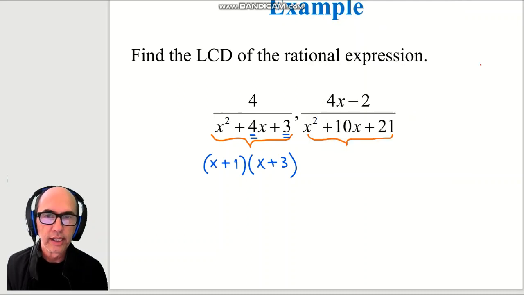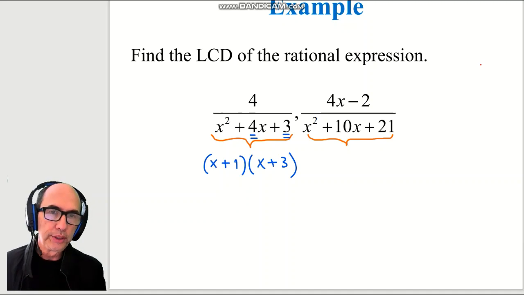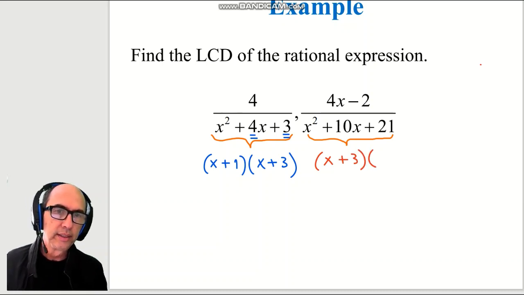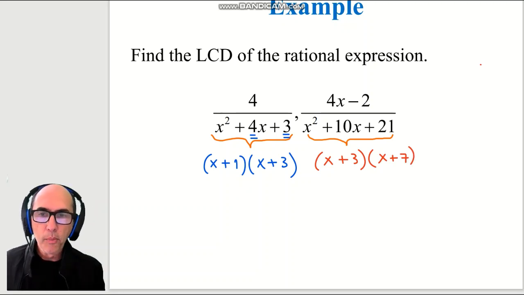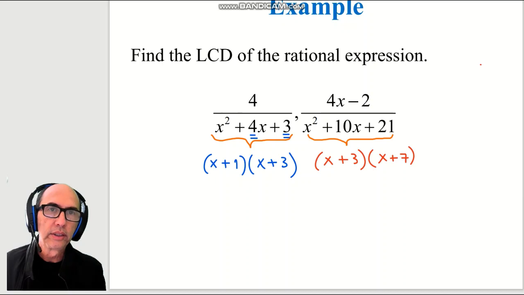Now, this other denominator. Find two numbers that multiplied equal 21, and if you add, equal 10. It's not so hard. We can think about 3 and 7. 3 times 7 is 21, 3 plus 7 is 10. Nice. Now compare these two factors with those other two factors.